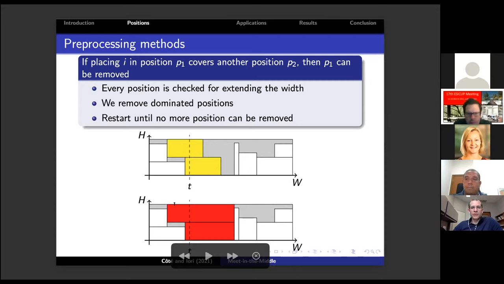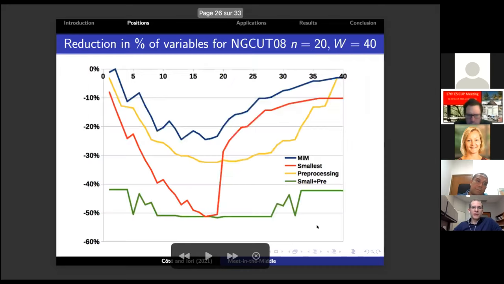And then any solution where the item that is now red here is placed here can be transformed into a solution where it is placed here. Not showing the proof, you have to believe me. So this is kind of a symmetric solution, and basically this one will dominate the other one. So I can eliminate this position. So these were three methods to reduce further a set of positions.